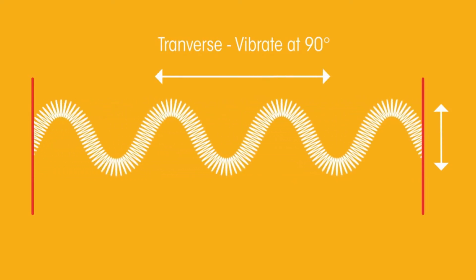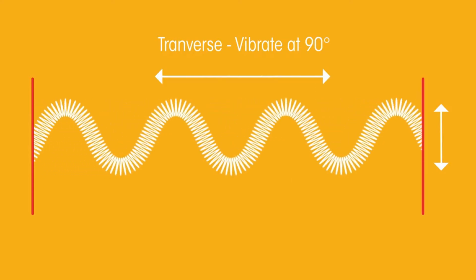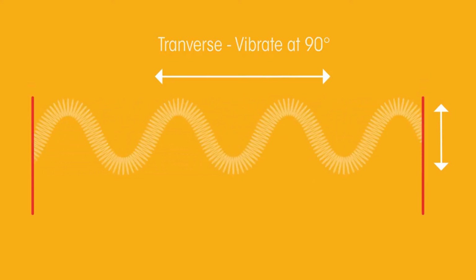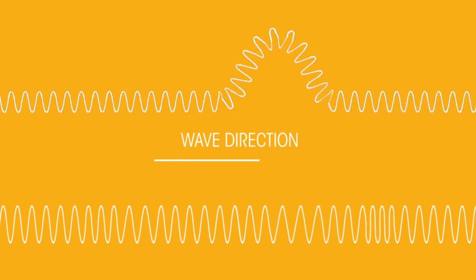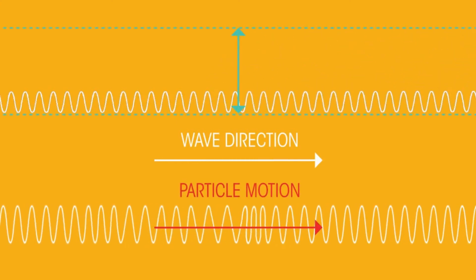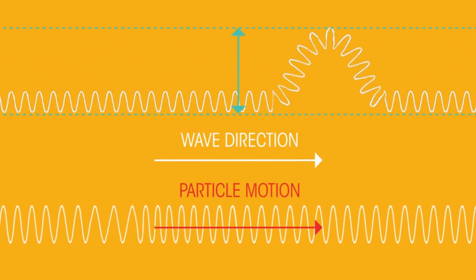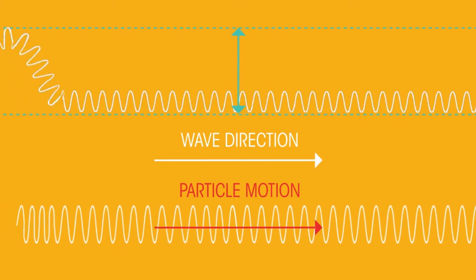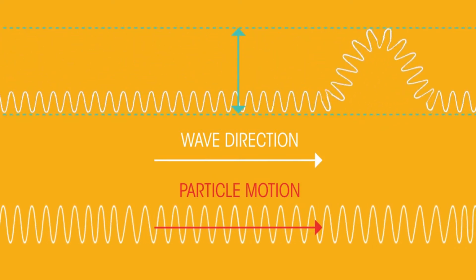Again, the ends of the slinky never leave the hands holding it, it's just the energy that moves along. Now you should be able to describe the differences between transverse waves and longitudinal waves. Remember, it is the energy and not the slinky itself that travels.